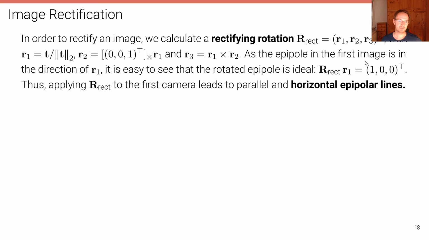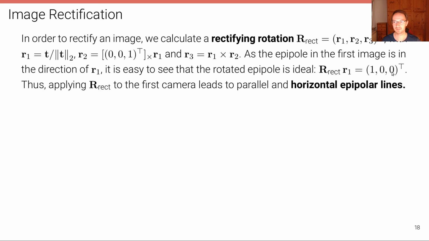Now, as the epipole in the first image is in the direction of R1, it's actually easy to see that the rotated epipole is an ideal point. For that, we can simply multiply R1 with this rectifying rotation matrix, and because the first row of that matrix is R1, and because R1 has magnitude 1, we get a 1 here, and because these other two coordinate axes are perpendicular to R1, they are 0, which means we have an ideal point, a point at infinity, for the epipole after rotating it with the rectifying rotation matrix.